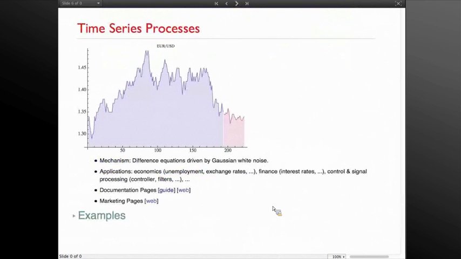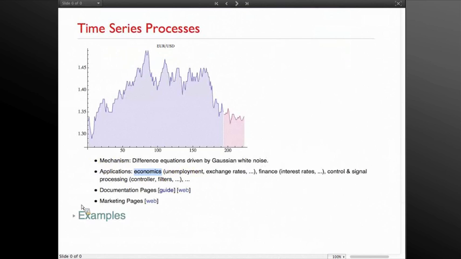Next group of interesting processes are time series processes. Mathematically speaking, a time series process is just a set of difference equations that are driven by white Gaussian noise. You have something that varies with no temporal dependence, that just serves as input to these difference equations. Practically, you use this as black box models to model things where you don't necessarily have a very good model. So things like unemployment rate or exchange rates or various finance kinds of things.